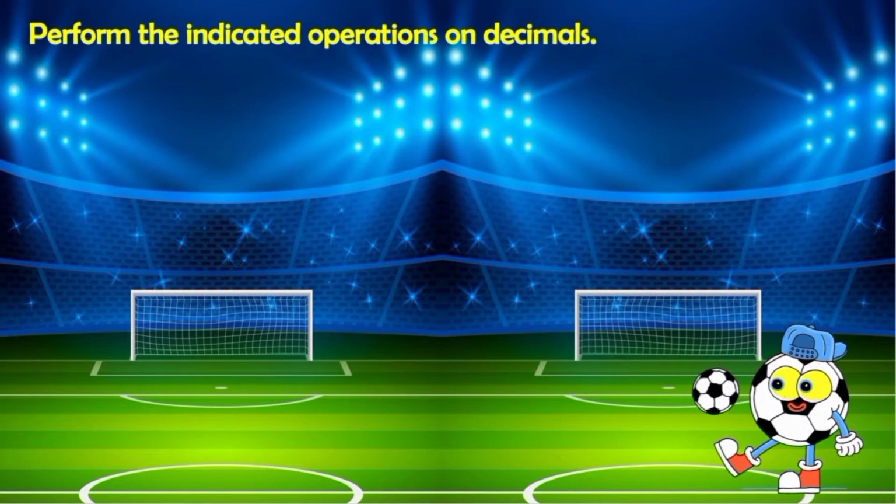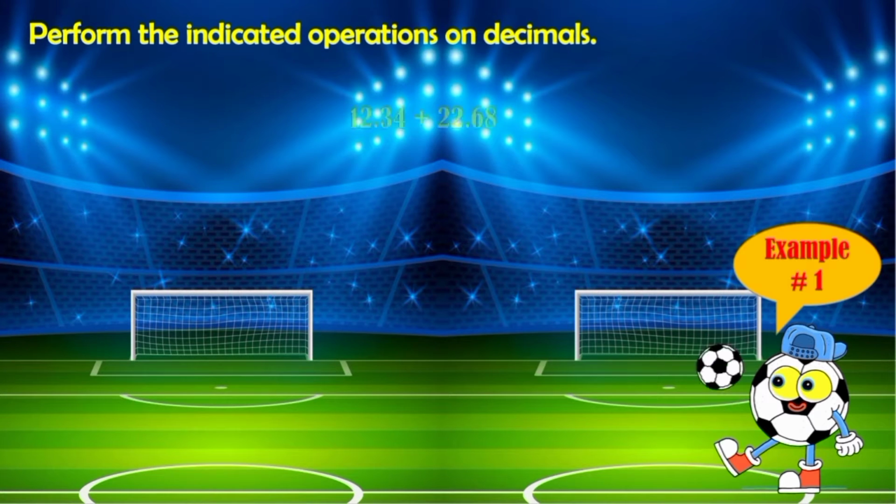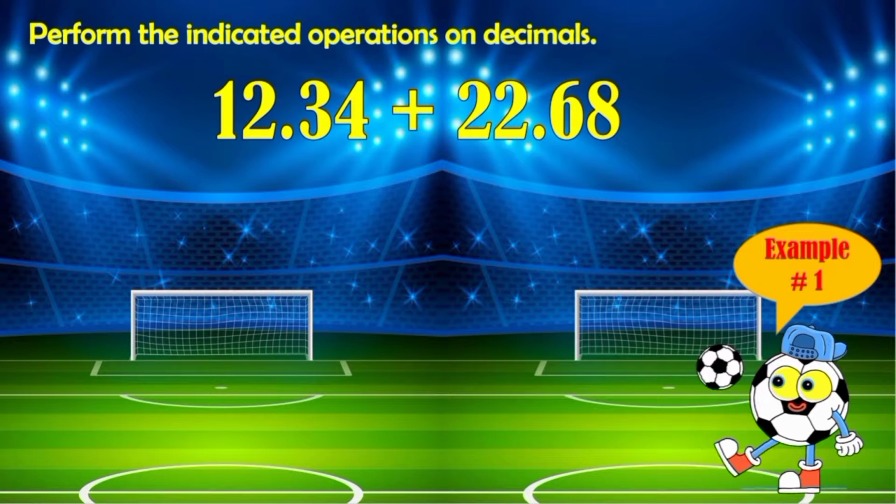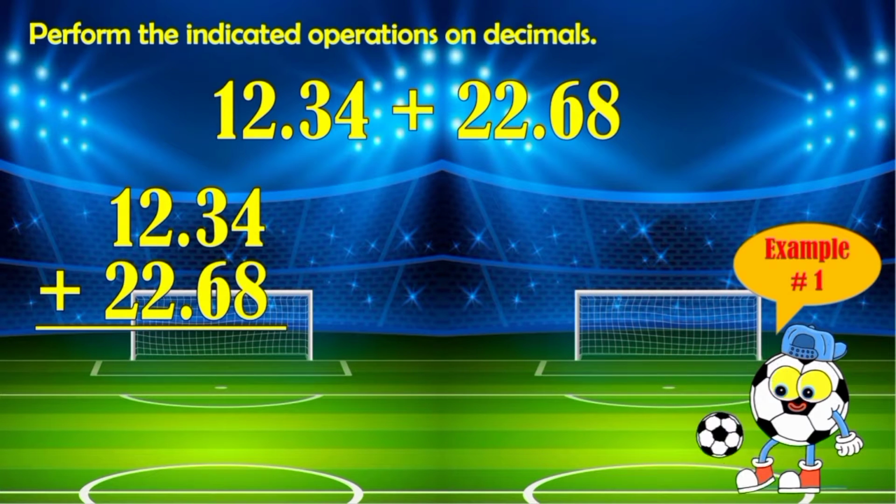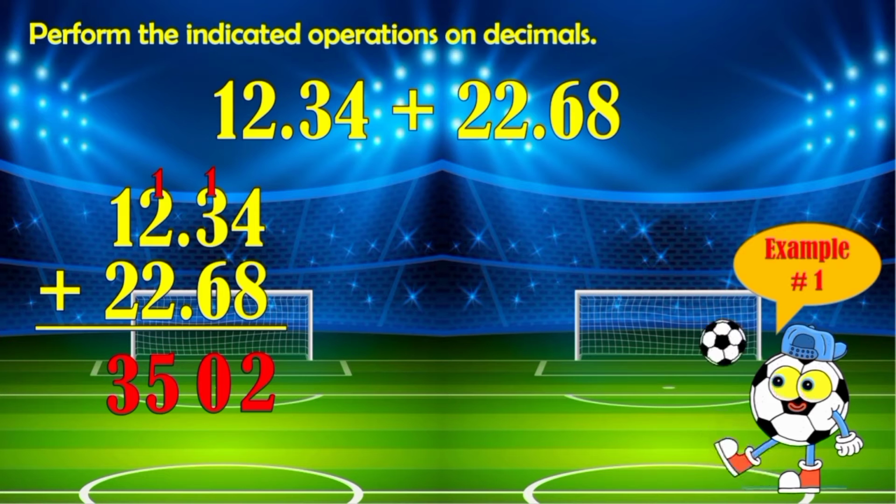Perform the indicated operations on decimals. Let's have example number 1. 12.34 plus 22.68. Now let's get the sum. 4 plus 8 is 12. Then carry 1. Now 1 plus 3 plus 6 is equal to 10. Then again, carry 1. Now 1 plus 2 plus 2 is equal to 5. Then 1 plus 2 is equal to 3. Now, just bring down the decimal point.